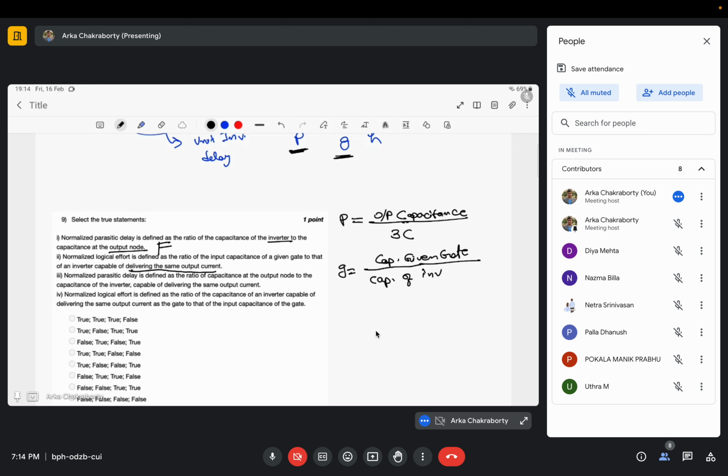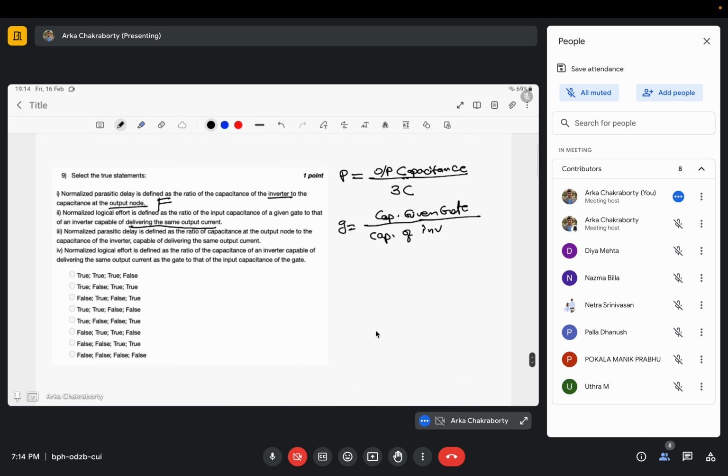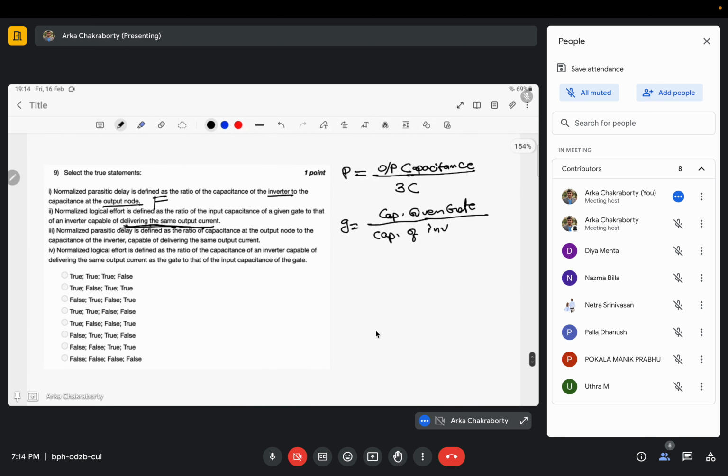Very important line. Same amount of output current means, let me tell you what this part means. See, I can design a NAND gate like this. This is my PMOS stack and this is my NMOS stack. Correct? This would be the values.